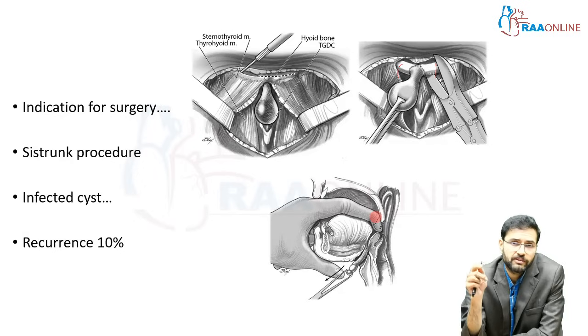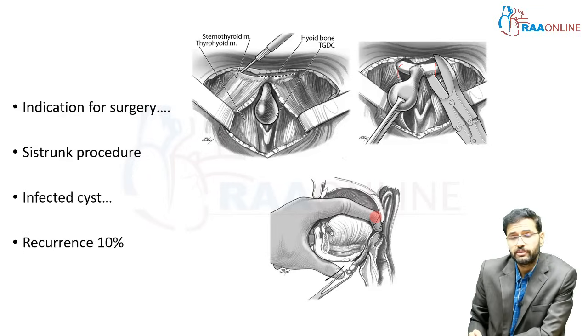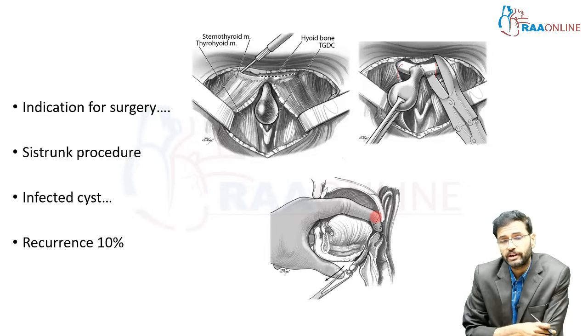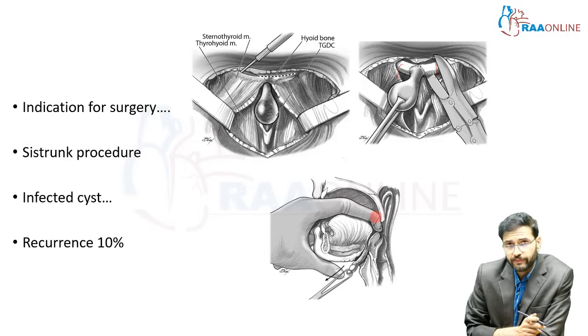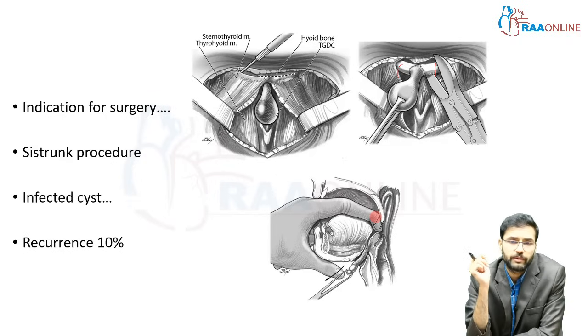In an infected cyst, primary excision should not be attempted because there is a very high chance of recurrence. Such an infected cyst, we proceed with an incision and drainage. Even otherwise, routine excision of the cyst has a recurrence rate of almost 10%. In case of recurrences, we might have to go for a more extensive excision, sometimes removing a portion of the strap muscle and a larger portion of the hyoid bone along with it.